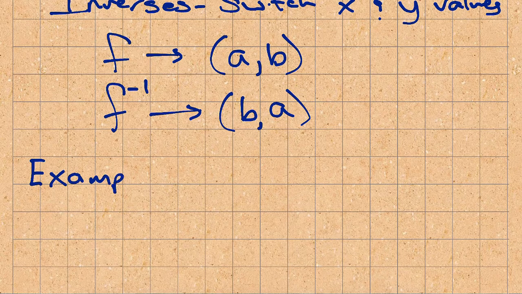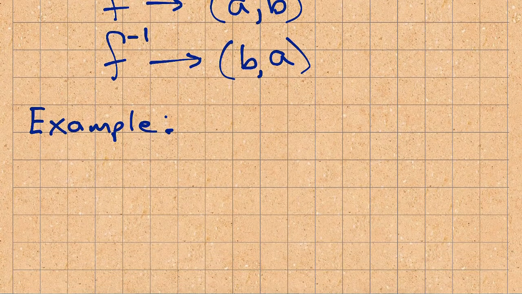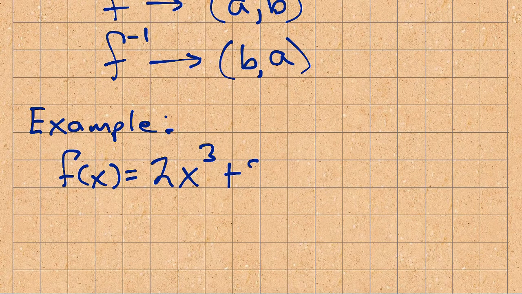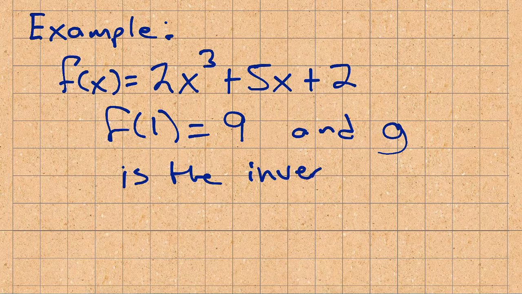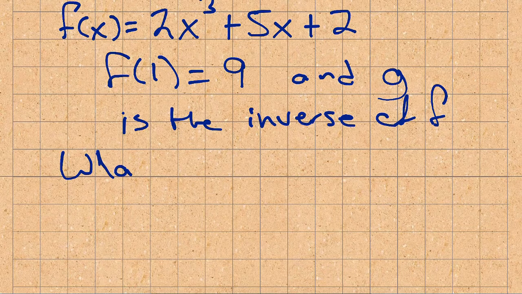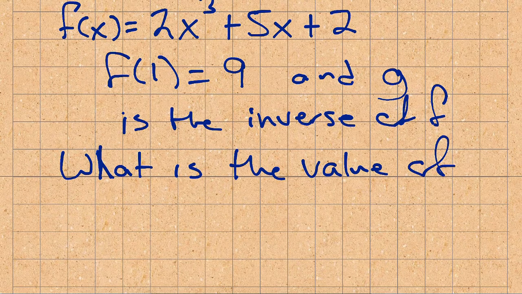But let me just go through this example. So the example would be, let's say f of x is equal to 2x cubed plus 5x plus 2. They give you f of 1 is equal to 9, and g is the inverse of f. And the question is, what is the value of g prime of 9? So that's the question. What's the value of g prime of 9?